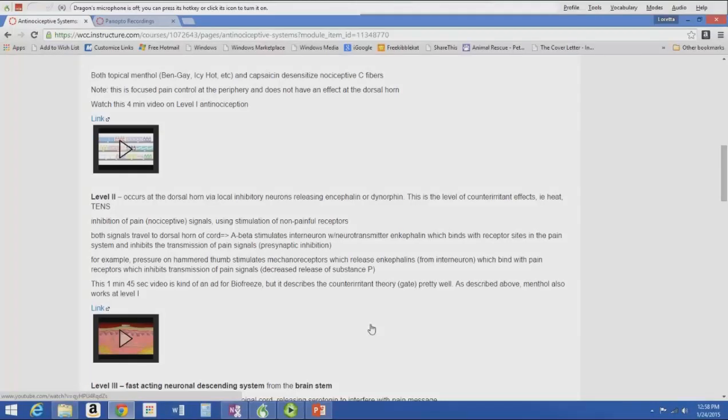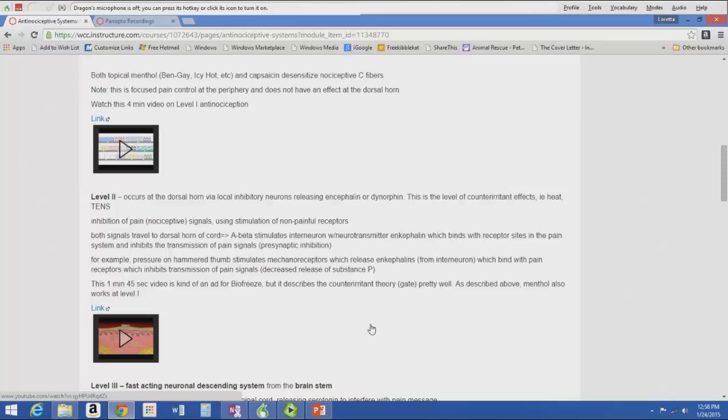So there's this 1 minute and 45-second video, which is sort of an ad for BioFreeze. I mean, I love BioFreeze. I think it's the greatest thing ever. But it describes the counter-irritant theory, or the gate theory, pretty well. And menthol works at level 2, and it also works at level 1. So even though it's an ad for BioFreeze, it's short and does a really good job describing the counter-irritant theory.